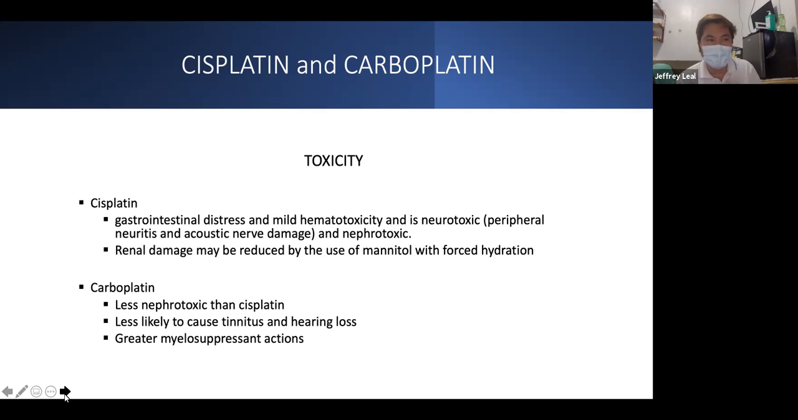While your carboplatin, it is less nephrotoxic than your cisplatin and less likely to cause acoustic nerve damage or tinnitus and hearing loss. But they have a greater myelosuppressant action.